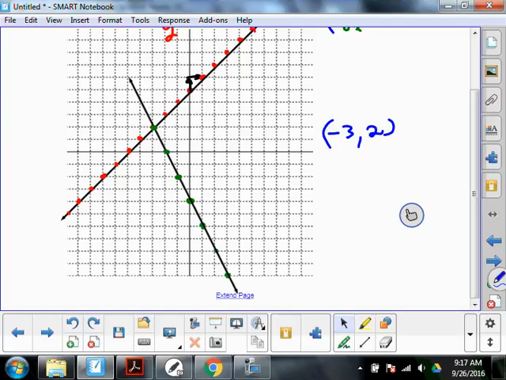Awesome. Any questions so far about solving by graphing or solving with the table method? This whole section we're solving by graphing. On Wednesday we're going to solve with algebra methods. That's going to be fun.